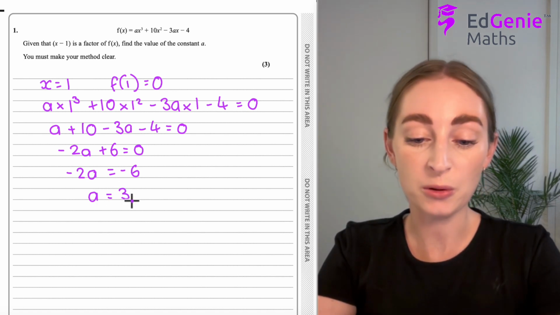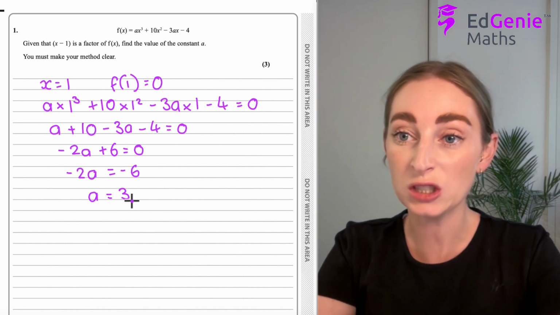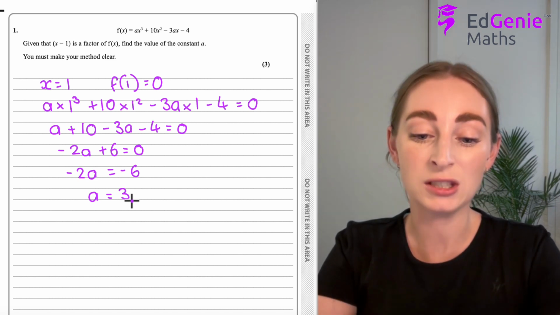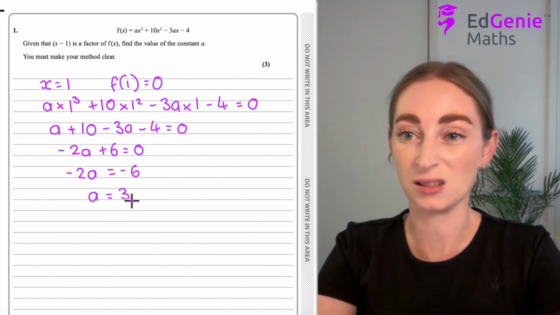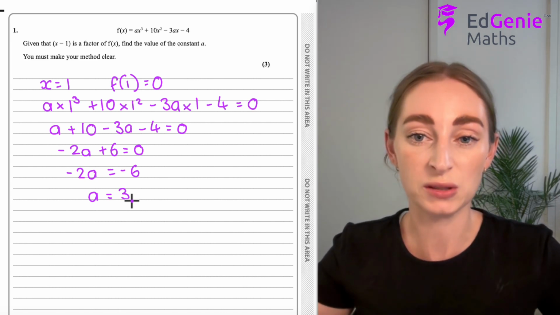The examiner report said that most students did really well in this question, but some students tried to use long division, which did lead to some errors because it's quite a lot trickier than just substituting in.